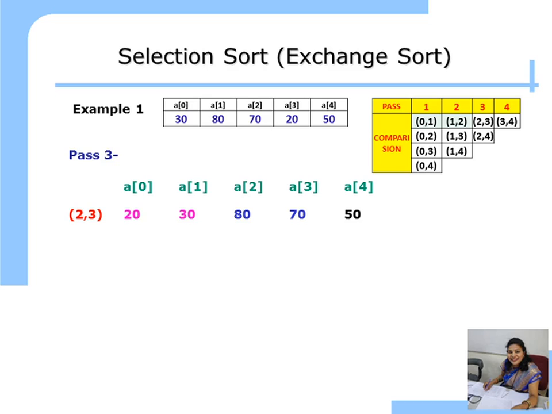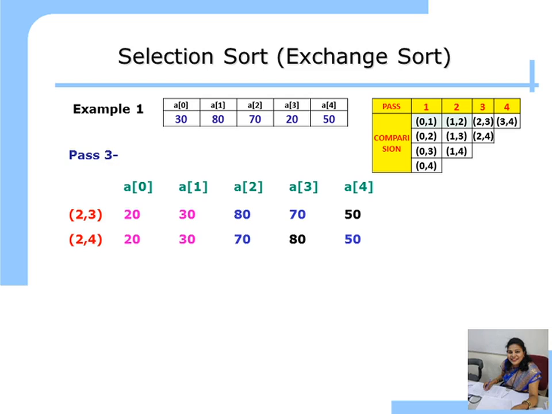So now we will start with the first comparison of the third pass. It is between the second and third. What is present at the second location? 80. What is present at the third location? 70. Is the second position element greater than the third position element? Is 80 greater than 70? Yes. So we will swap it. After swapping, you will get the output 20, 30, 70, 80 and 50.